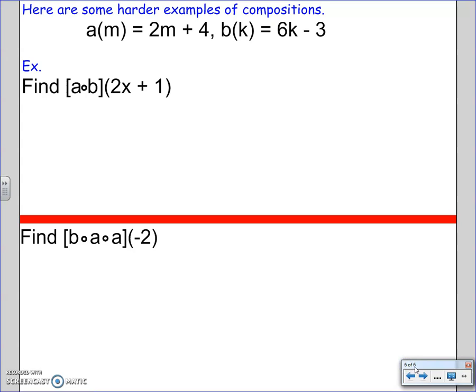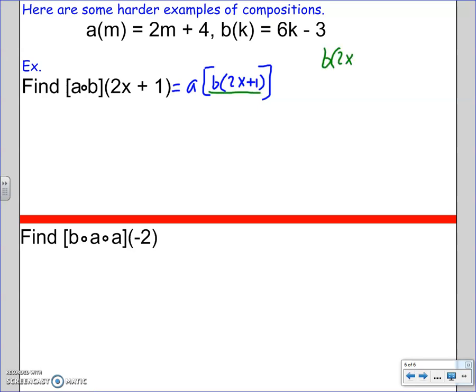So I have 2 equations, A of M and B of K. And it says find the composition of A composed of B of 2x plus 1. So I'll write this the nice way. A of B of 2x plus 1. I'll find this inside first. So I'll do it on the side.